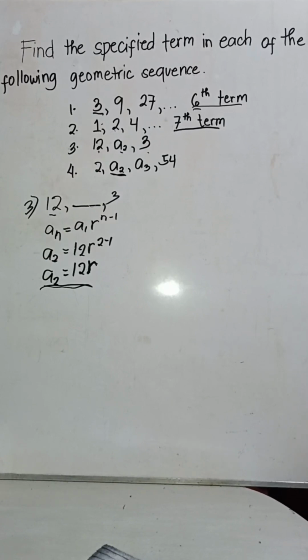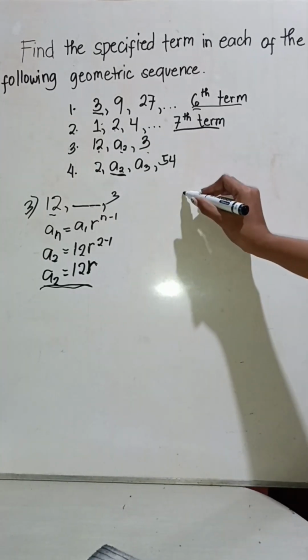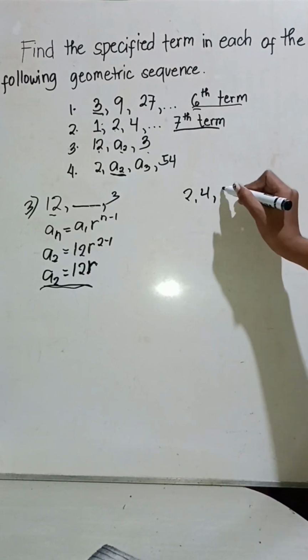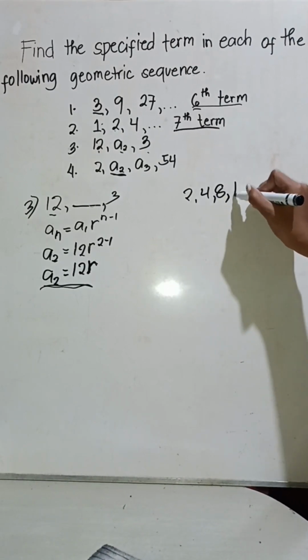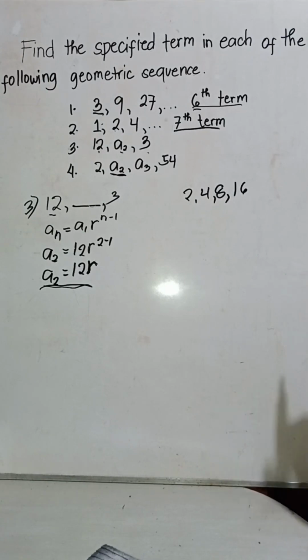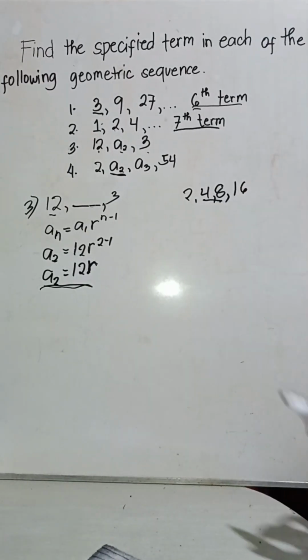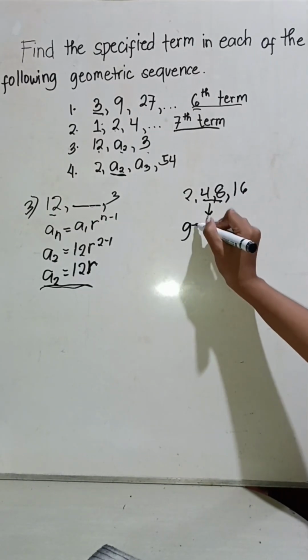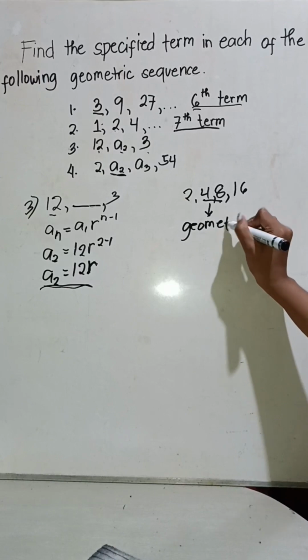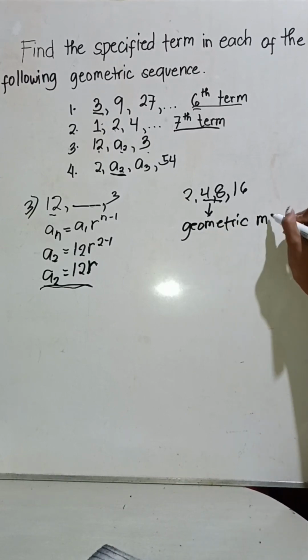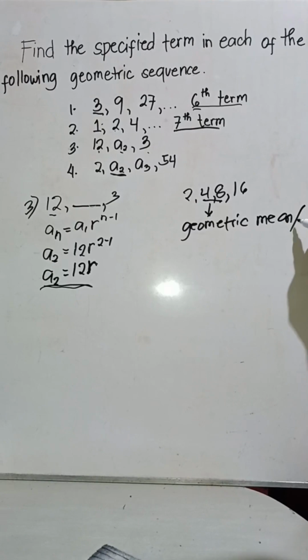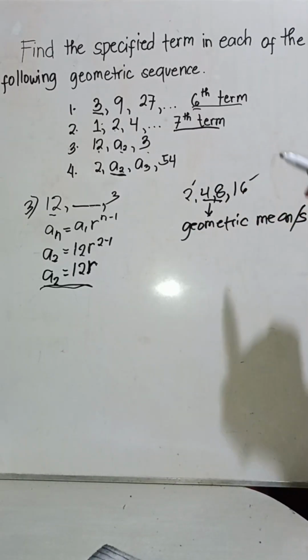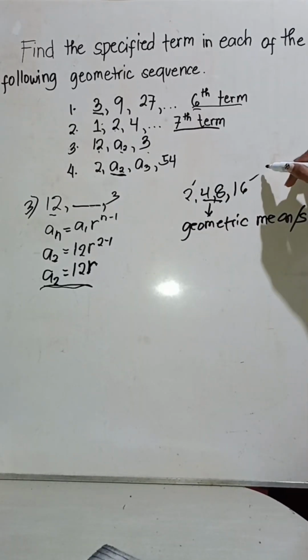For example, naa tay geometric sequence na 2, 4, 8, 16. So, the numbers 4 and 8, mao na siyang atong gitawag na geometric means. Then, ang 2 and 16, mao na siya ang extremes.